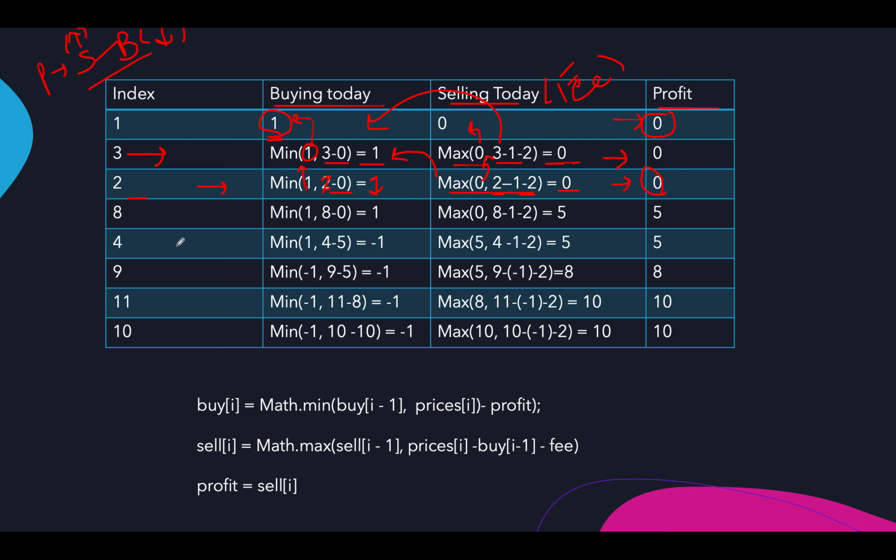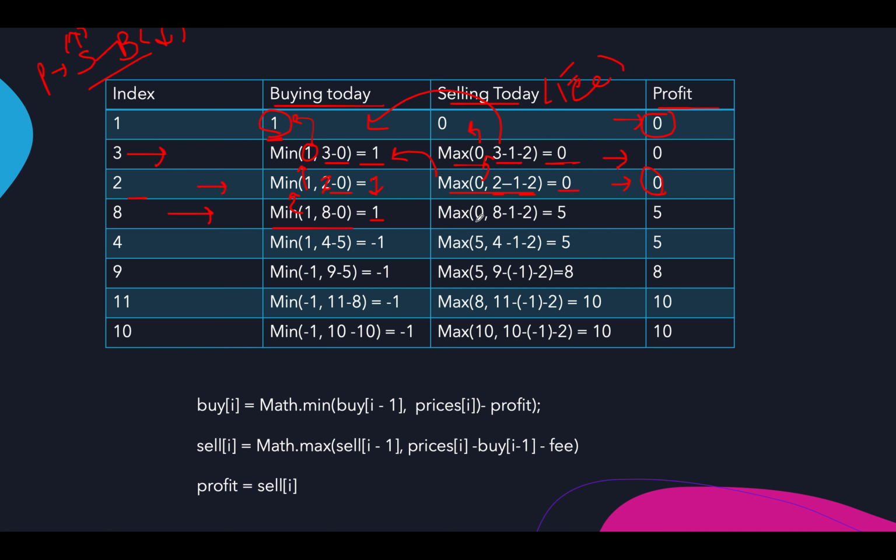Now let's move on to the next case. We get 8 as our price. So what is the minimum value of the two possibilities? The first one is if I have bought previously, whatever the previous buying cost was, it's 1, and the other possibility is I'm buying today minus the profit that I have made so far. So the minimum of these two would be 1.